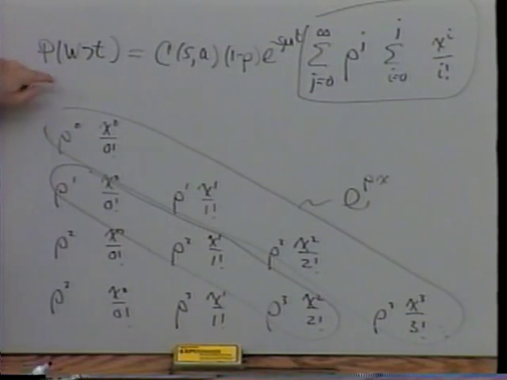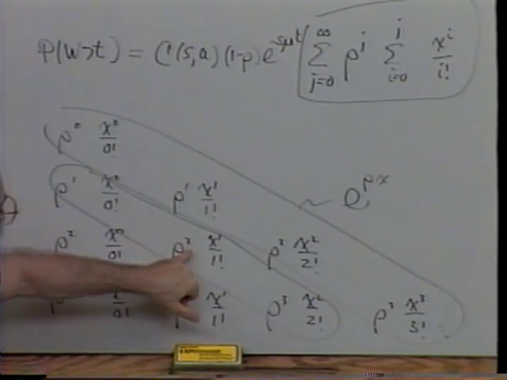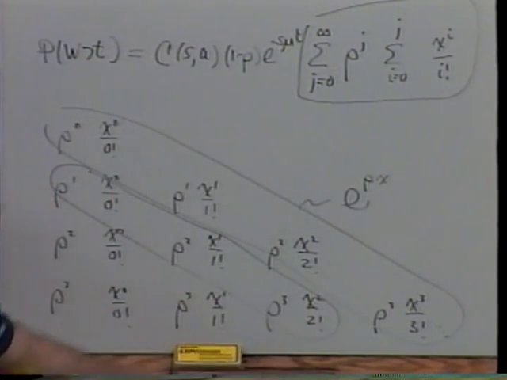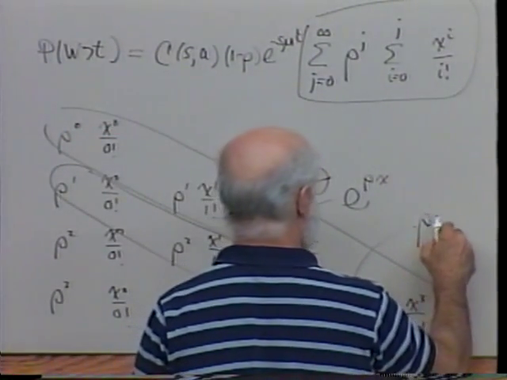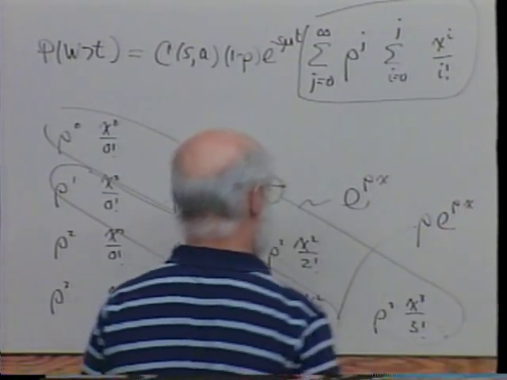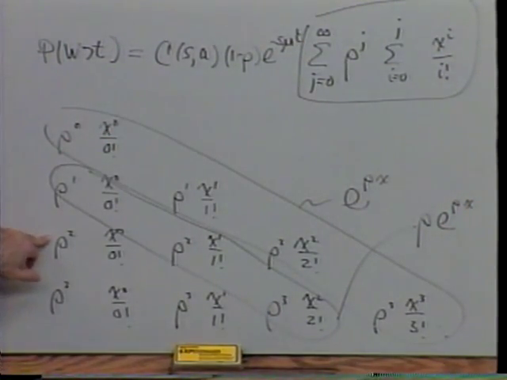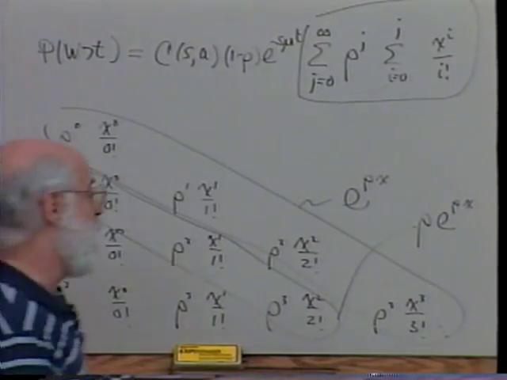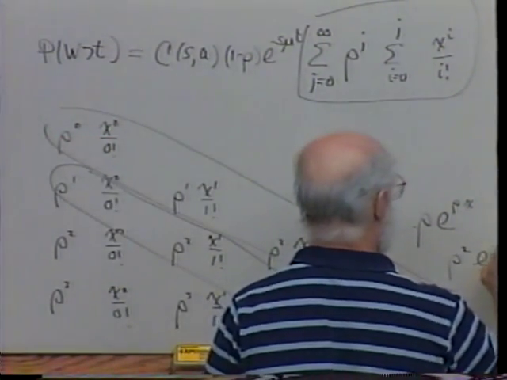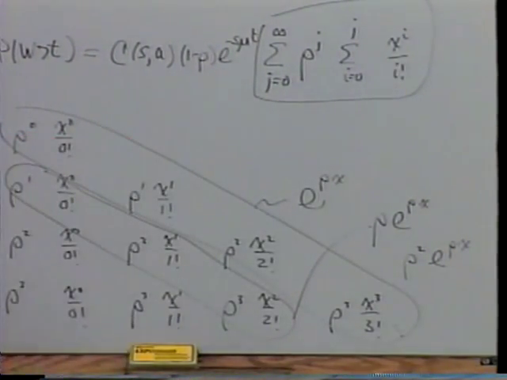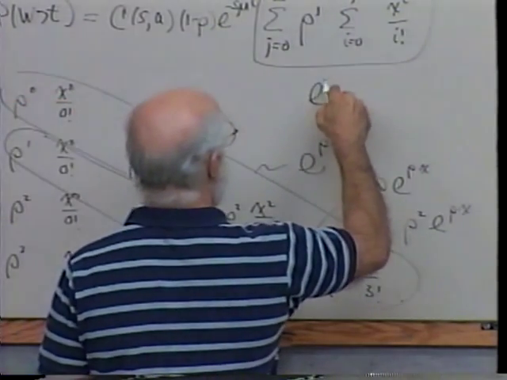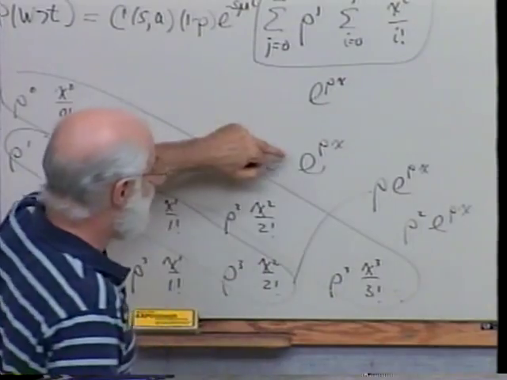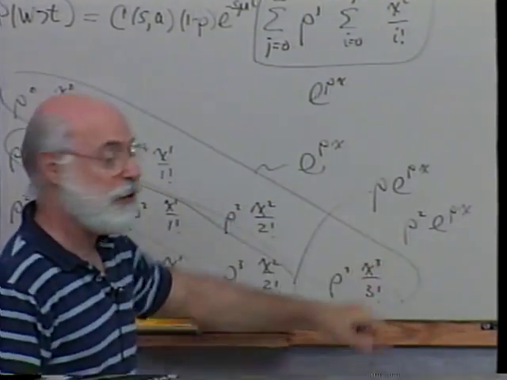Okay, now let's look at the next diagonal. Here I have the same as this, except that I have an extra rho. If I factored out a rho, then the exponent of the rho would be the same as the exponent of the x. So with the rho factored out, that second diagonal is rho e to the rho x. And then the third diagonal is going to be rho squared e to the rho x, and so on. So when I get all done, the e to the rho x factors out. So I'm going to get e to the rho x times 1 plus rho plus rho squared and so forth.